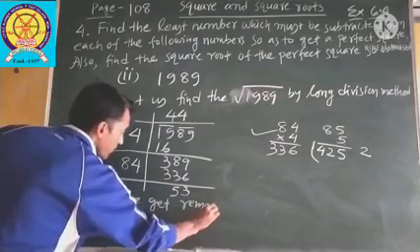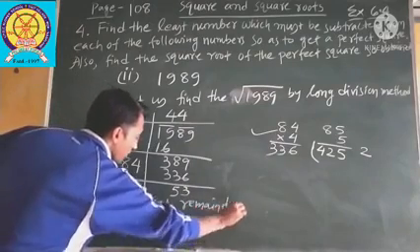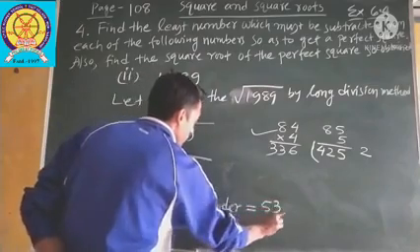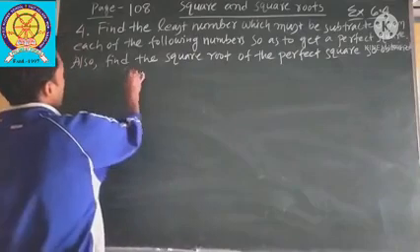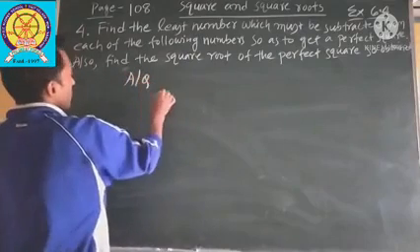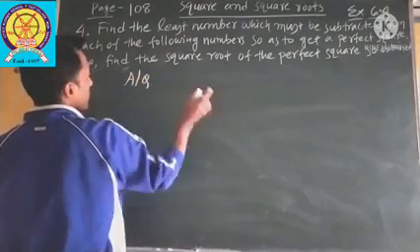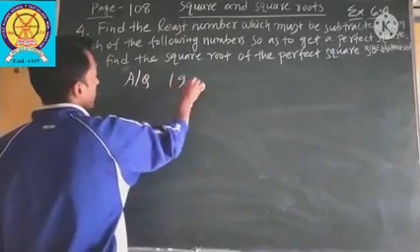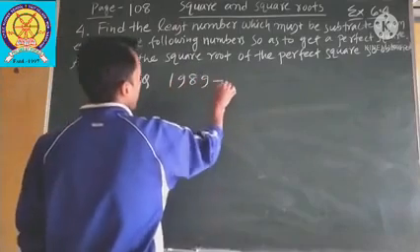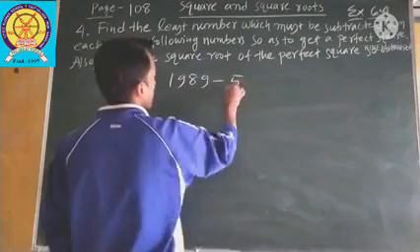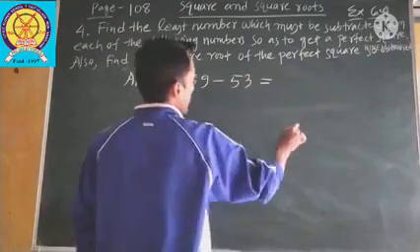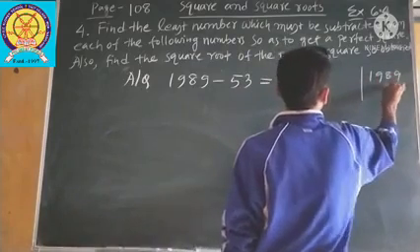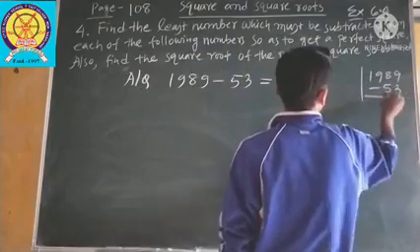Remainder. How much do we get as remainder? We get remainder 53. So as per the question, you have to subtract the least number, the remainder, from 1989. How much do we get as remainder? Remainder we get 53. We subtract 1989 minus 53. How much will you get?